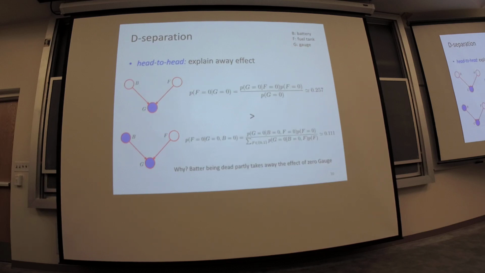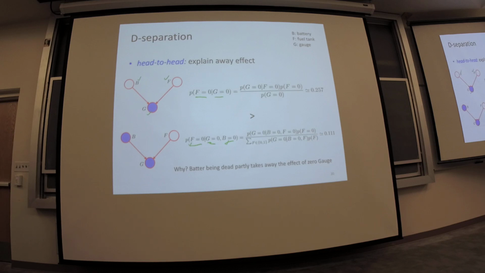whether the fuel tank status and the battery status are conditionally independent, given the gauge reading. To test this, we can just calculate the conditional distribution, right? The conditional probability that F, the fuel tank, is empty, given your gauge reading is empty. And then we compare this with the probability that your fuel tank is empty, given the gauge reading is 0 and given your battery is dead. If they are the same, what does it mean? It means that the battery status and your actual fuel tank status are conditionally independent, given the gauge reading, right?